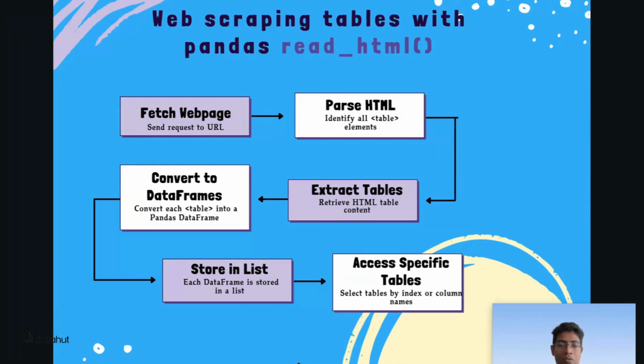Then we will convert each table. In this case, we have only one table. So we will convert those tables into data frames, and then we will store this into a list. Each table will be stored in a list as a data frame, and we can access the list based on the index. And then we can access the table that we want to use. That's the basic flow. So the next step is we'll go to Jupyter Lab and we'll see how the code works.